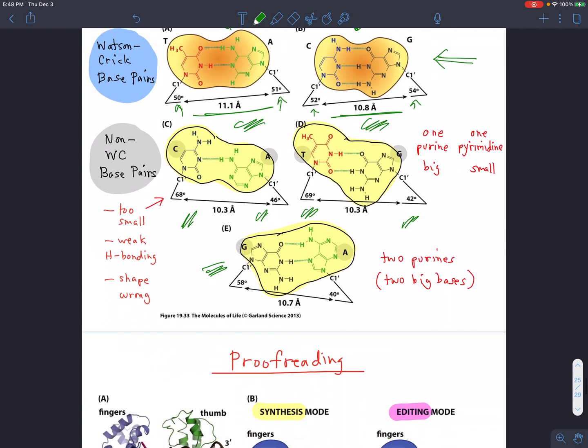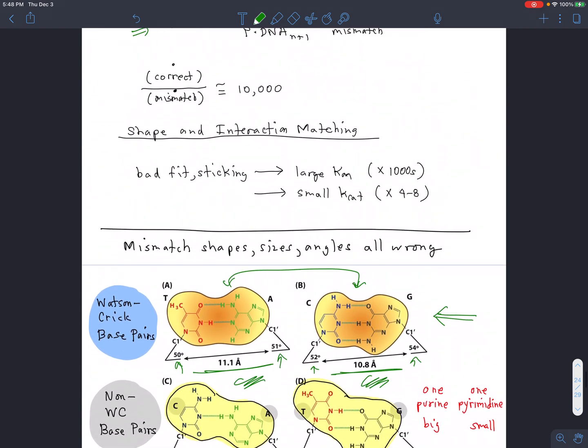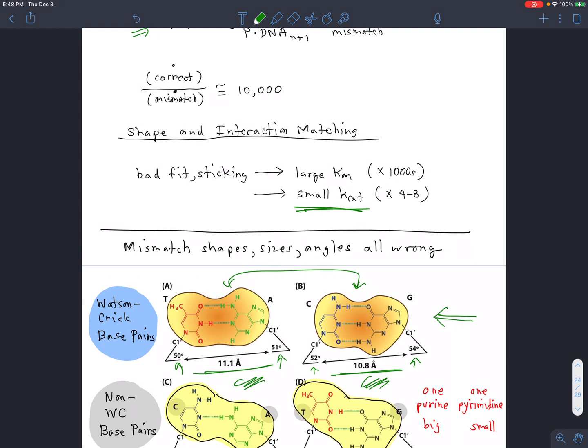And that affects the KM and the KCAT. The KM because it prevents bad nucleotides from sticking in the first place, from binding in the binding pocket and then the fingers closing in the first place. And it affects the KCAT because, again, yes, it also slows the fingers down from binding. The KM is the bigger effect. It creates advantages of thousands, 1,000 for the correct nucleotide, and the KCAT effect is smaller, between 4 and 8.